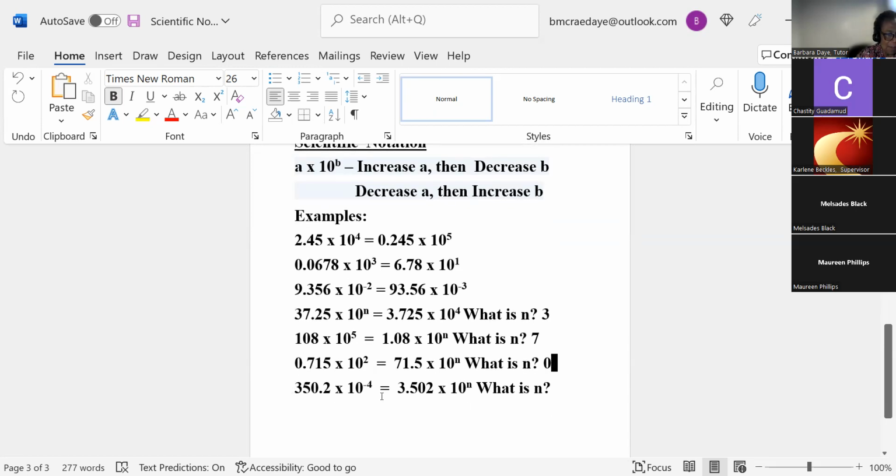350.2 times 10 to the minus 4. So I'm decreasing the number, increasing the power. So what is the N? Decrease and increase. So the answer for the N is 5. Oh, this is a minus 4, right? Oh Lordy, I didn't see the minus. Fine.